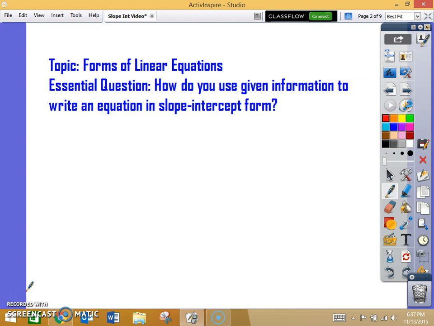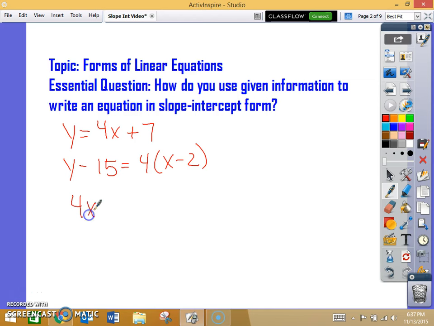All right, so now that you've written that down, the first thing that I want to do is write down 3 equations for you. The first is y equals 4x plus 7. The second is y minus 15 is equal to 4 times x minus 2. And the last one is 4x minus y is equal to negative 7.